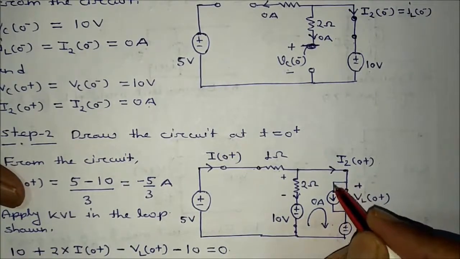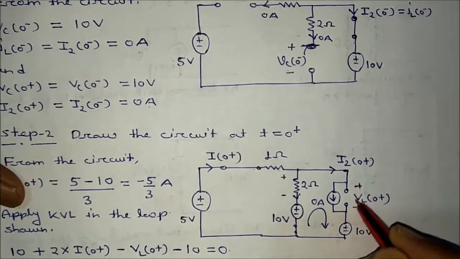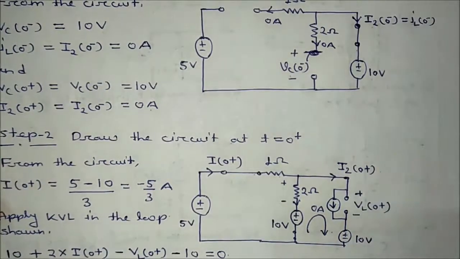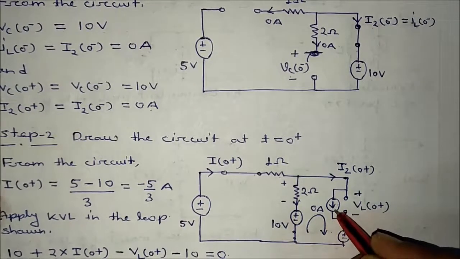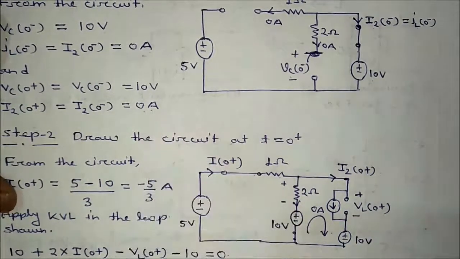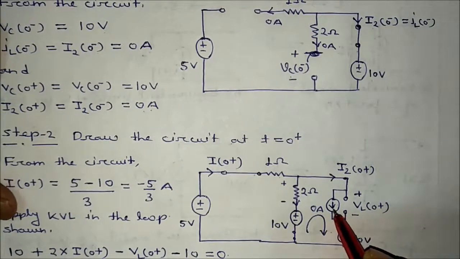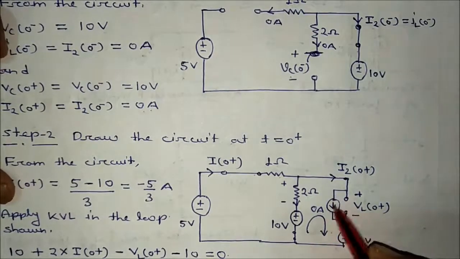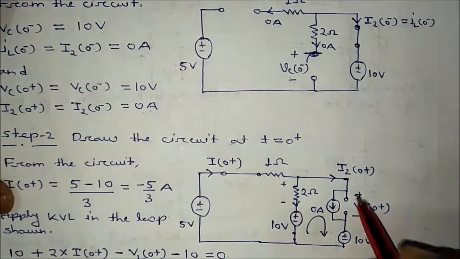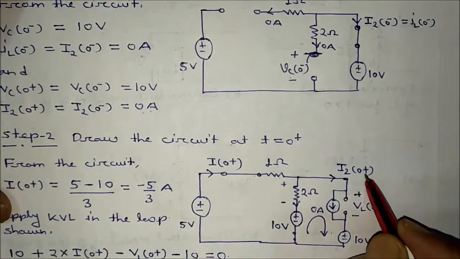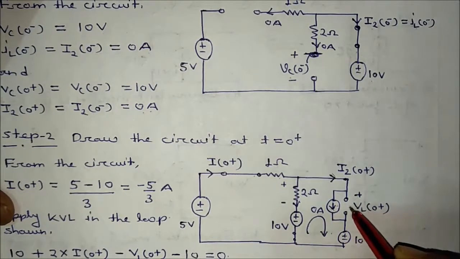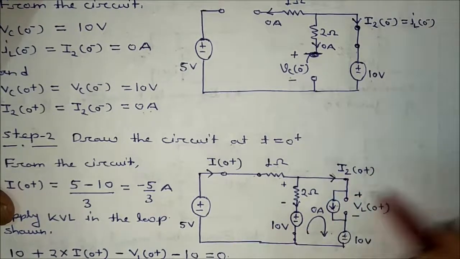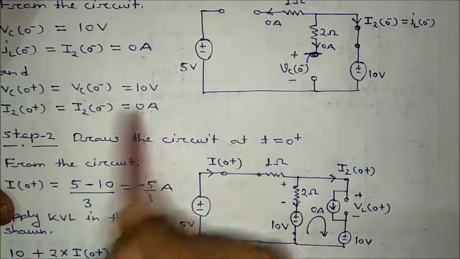Similarly the inductor: there is a current source, then there is an inductor, but the inductor will be open circuited at t equal to 0 plus. So it has been replaced with a current source whose value is 0 ampere. A current source having 0 value means we can say this is also open. So what is the value of I2 0 plus? This is open, so this is 0 ampere, and you are getting 0 ampere here also.